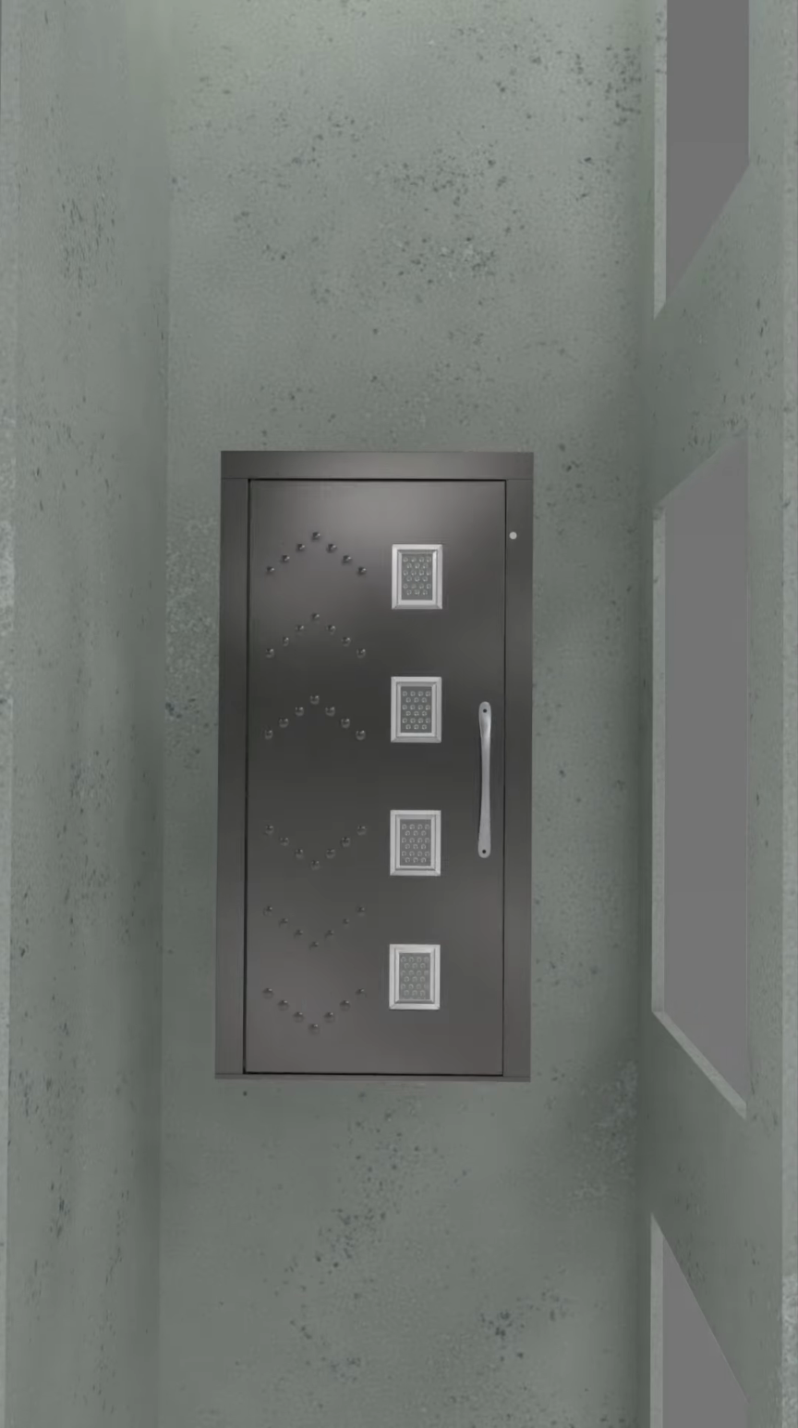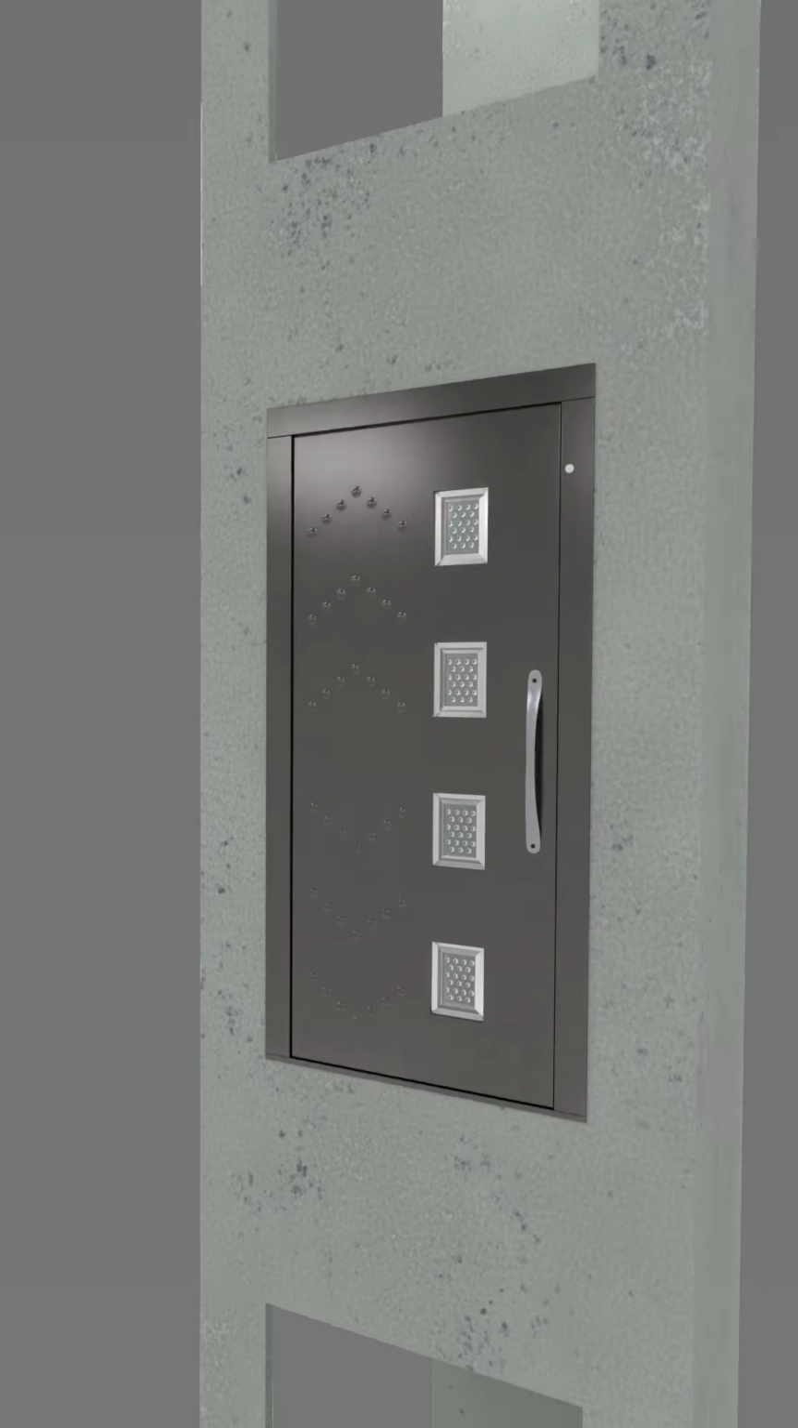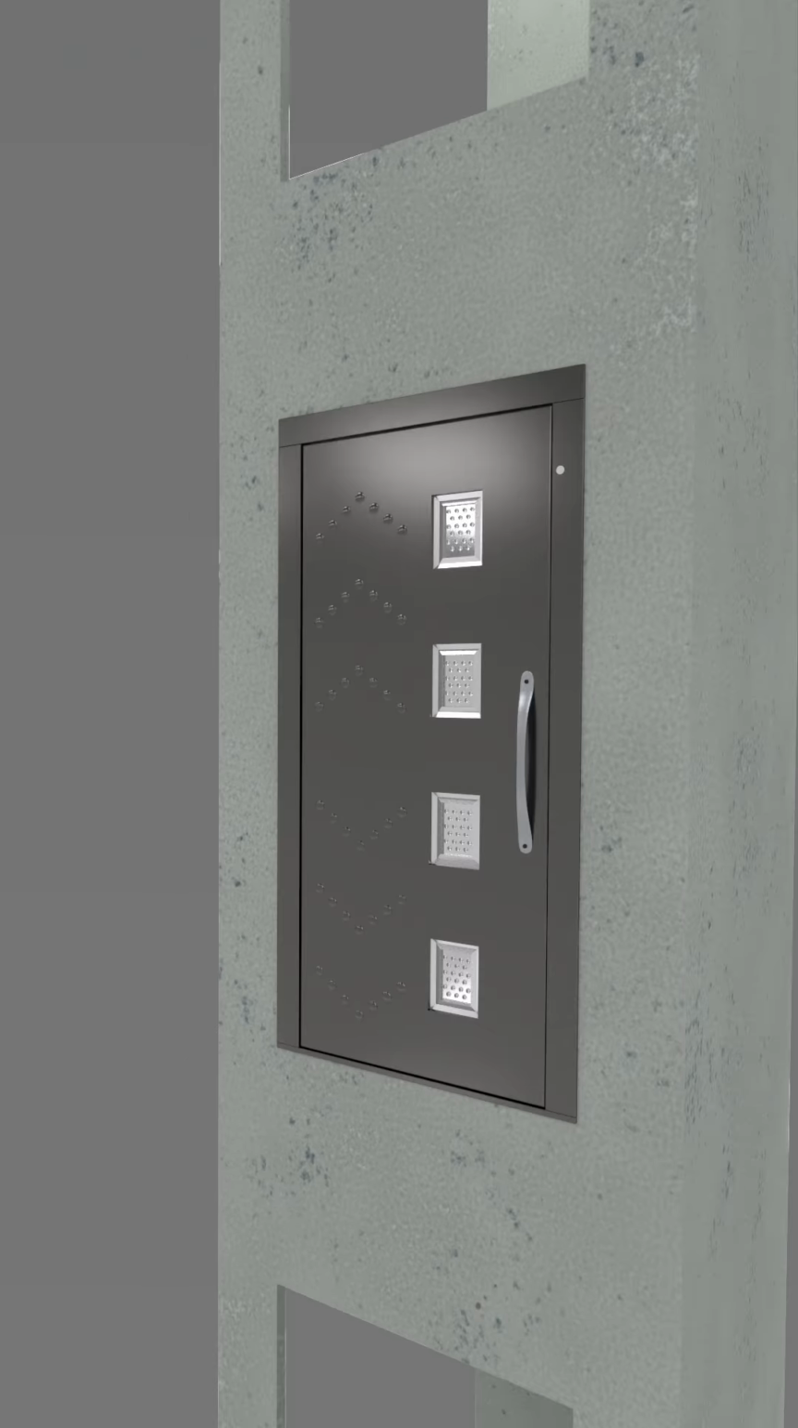The third type is the hinged, swing, door, which is mounted on the shaft wall and doesn't take up any space inside the shaft. However, due to its low safety level and the fact that it has to be opened and closed manually, this type of door is not recommended.